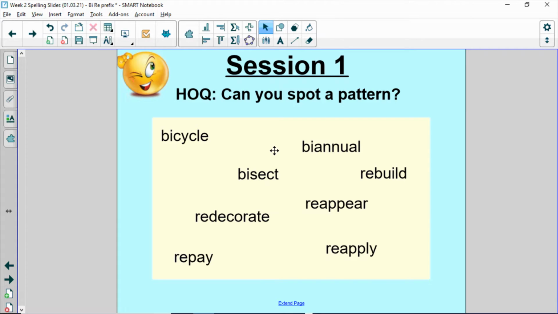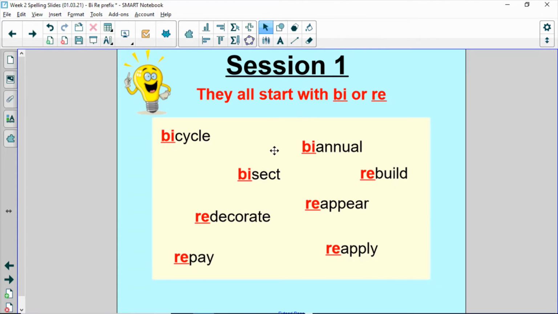Well, all of these words here start with the letters B-I or the letters R-E. So we've got words that start with bi, like bicycle, bisect, and biannual. Other words start with re, like rebuild, reappear, redecorate, repay, and reapply. Well done if you spotted that pattern with our spelling words for this week.